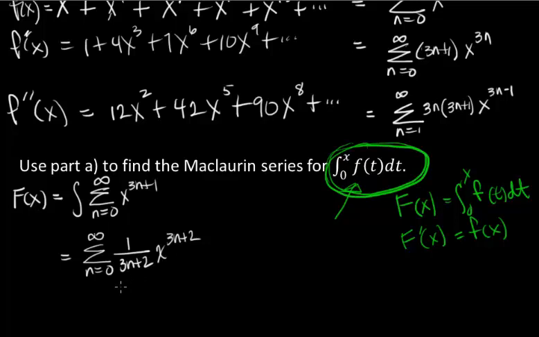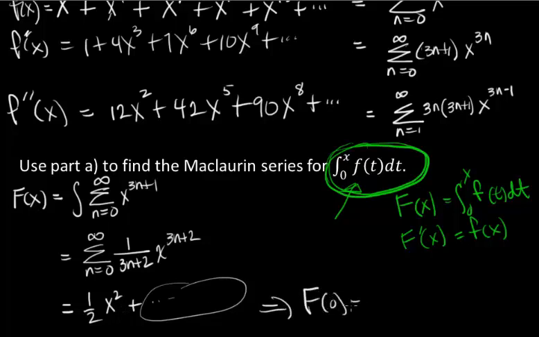So there we have the series, and let's make sure that it is equal to 0 when x equals 0. So you might write out the first term. We just want to make sure the first term's not a constant. So when n is equal to 0, you get 1/2 x squared plus, and so on. All of these have x's. So this implies that F of 0 equals 0, and so this is our answer.